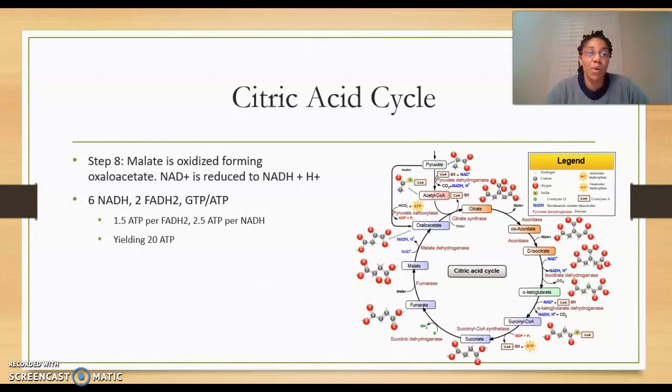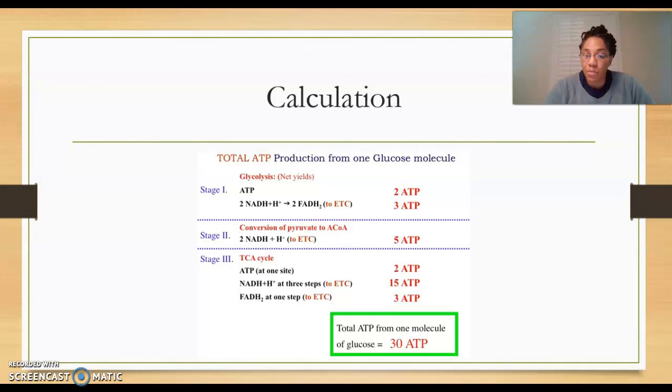In this process, you have 1.5 ATP per FADH2 and 2.5 ATP per NADH, yielding a total of 20 ATP, because you have 2 ATP. So lastly, here's the breakdown like I said. In the first stage, you had 2 ATP, and then you had 3 ATP that came from the 2 NADH times 1.5 ATP per molecule, which yielded 5. Then you had the conversion of pyruvate to acetyl-CoA, which is 2 NADH times 2.5, which gave you 5. And then lastly, you yielded 20 from that calculation, which gave you a total of 30.